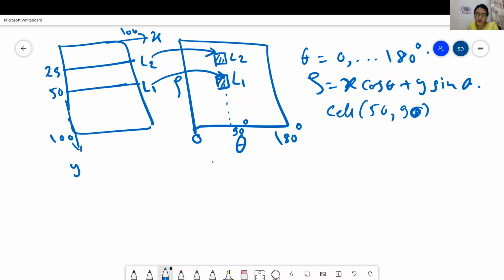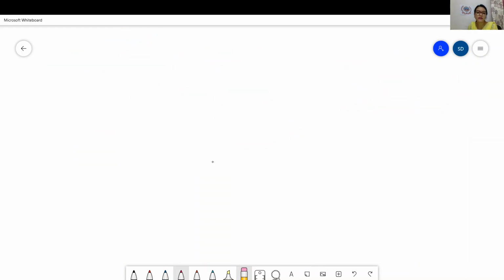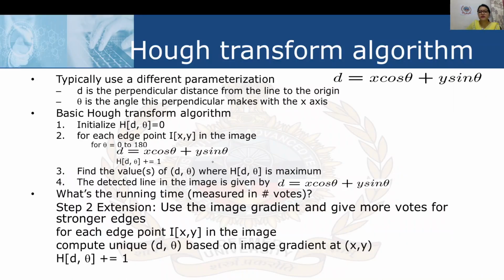So likewise you will get two different points where the maximum votes will be there for these lines. You will take each and every point on the detected edges. In this way this particular algorithm works.